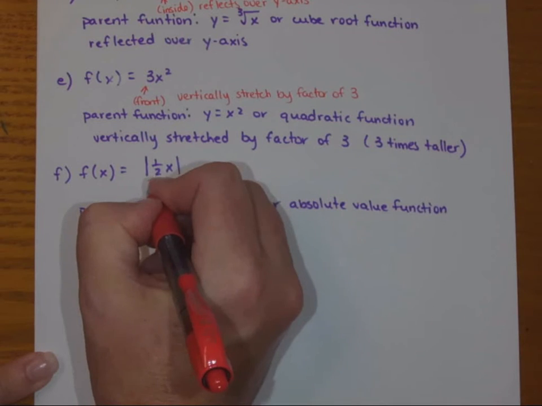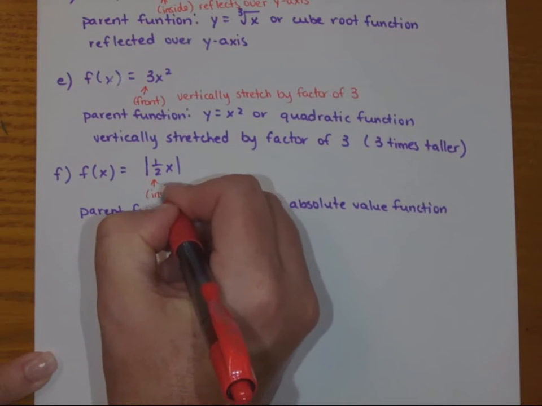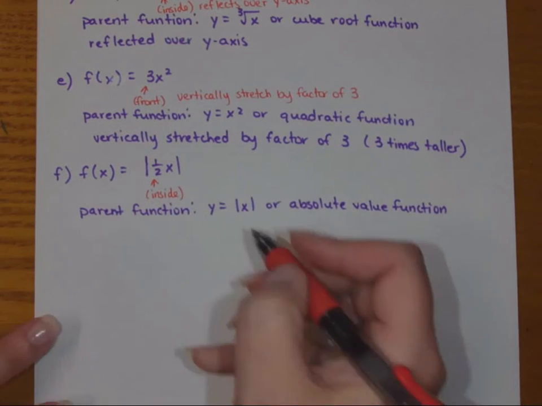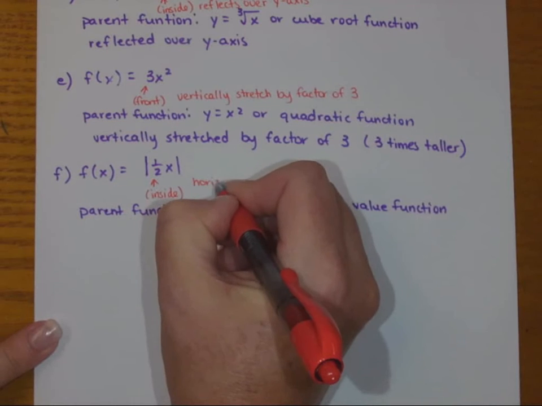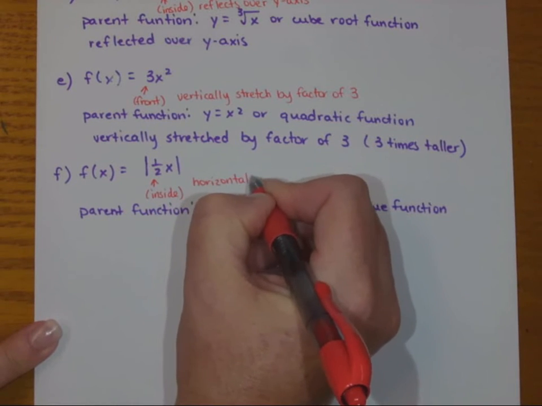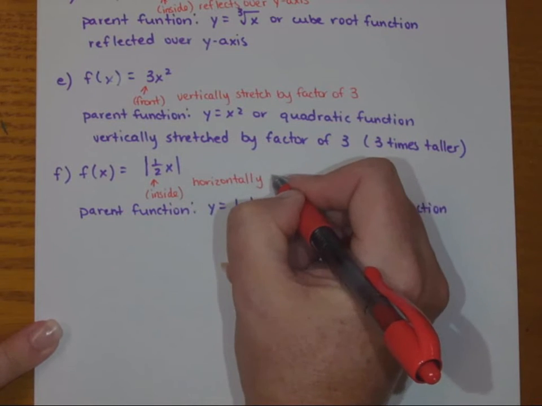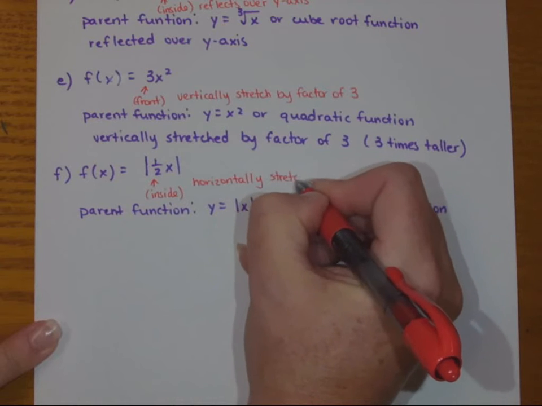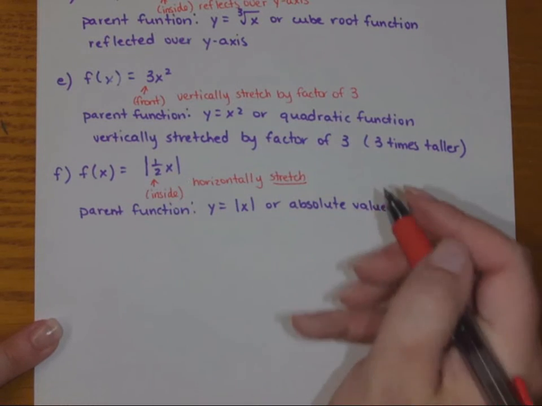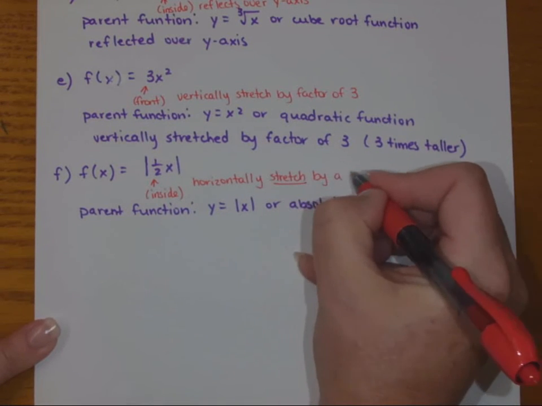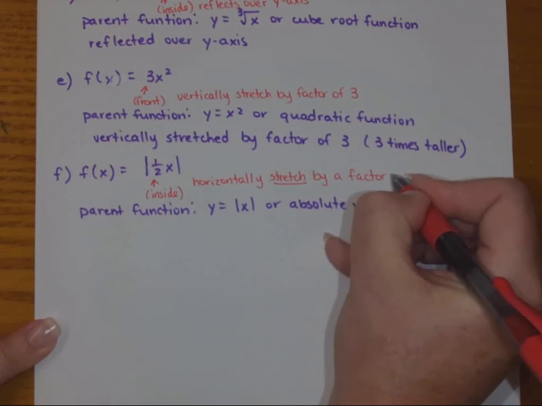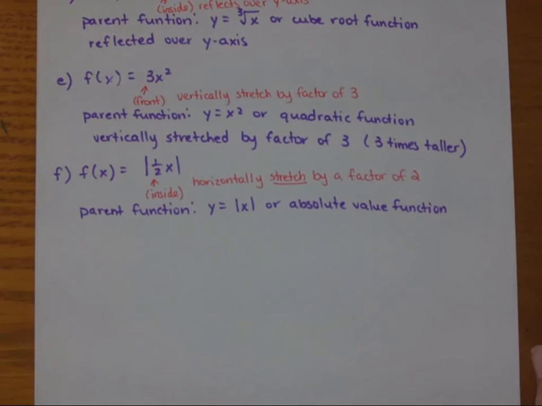So notice how this 1/2 is on the inside. Okay, so we are going to horizontally change the graph. And remember, these are opposite of the way you might think. So this is actually a horizontal stretch. So I'm going to underline the stretch part, okay, by a factor of 2. Essentially, you just flip the fraction, and that'll tell you what it's horizontally doing.